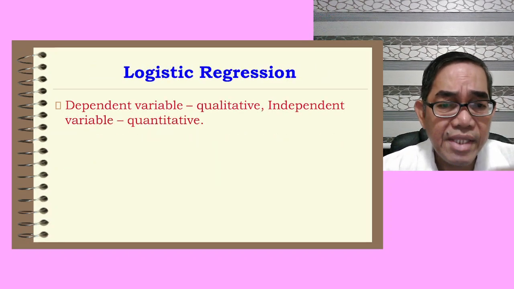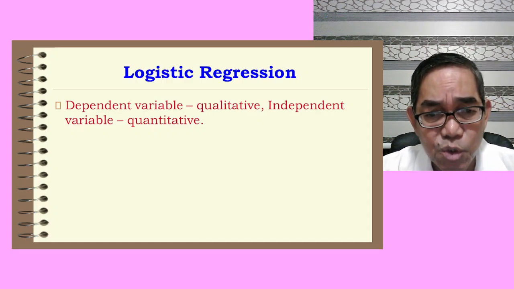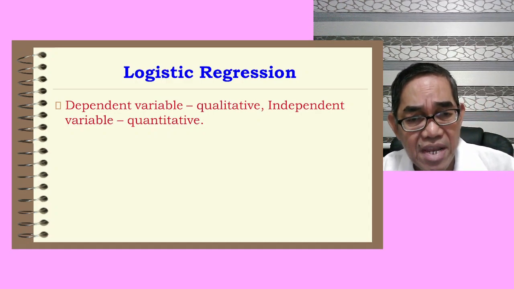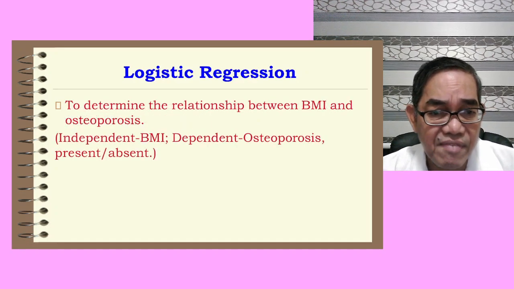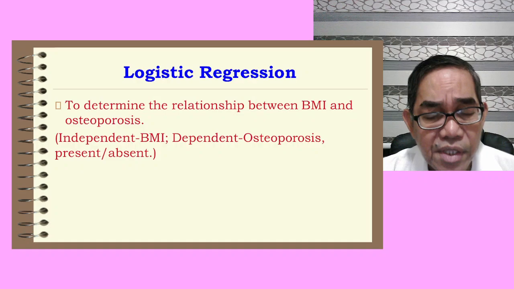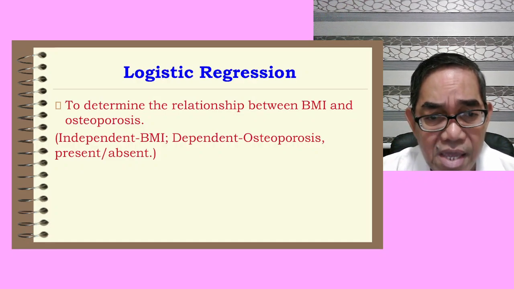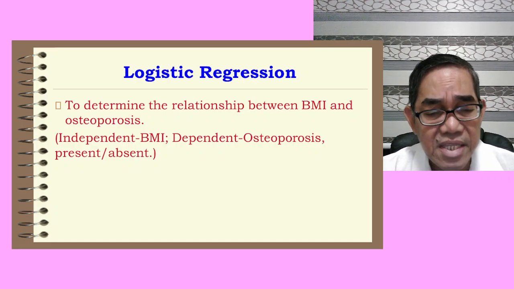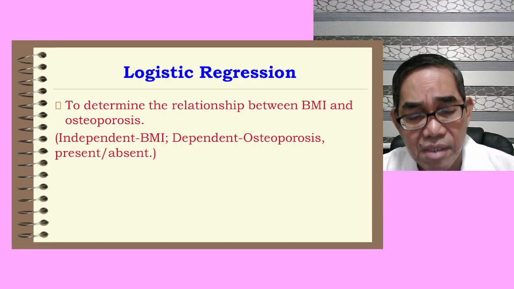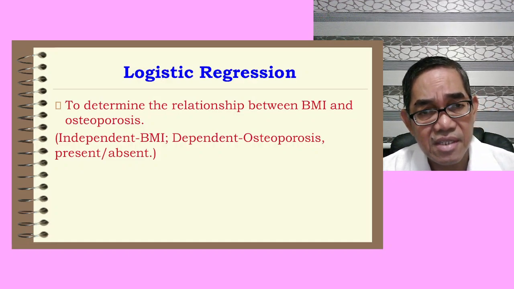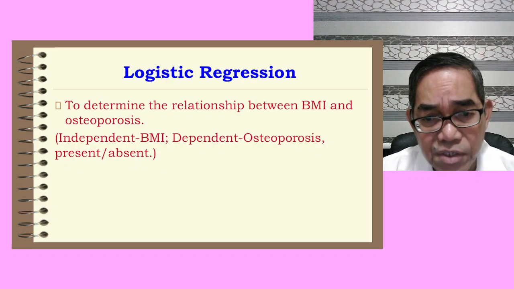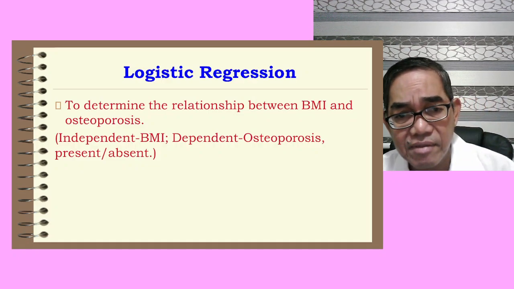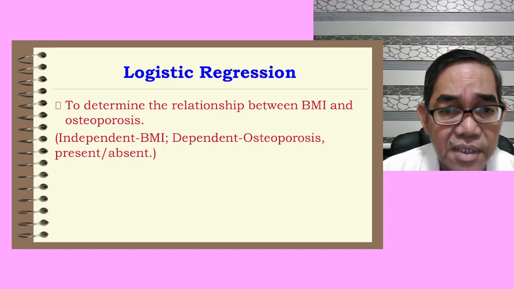Now, when the dependent variable is qualitative and the independent variable is quantitative, we use logistic regression. So let's give an example. We want to determine the relationship between BMI and osteoporosis. Here, the independent variable is BMI, and we know that BMI measured in kilograms per meter squared is quantitative. And the dependent variable is osteoporosis, present or absent, and so the statistical test to use is logistic regression.